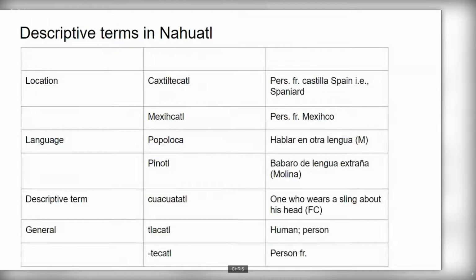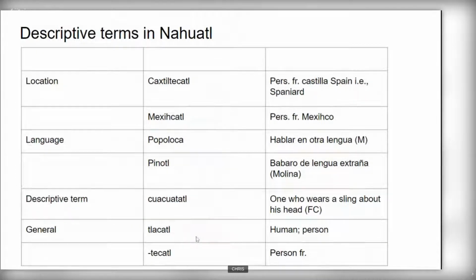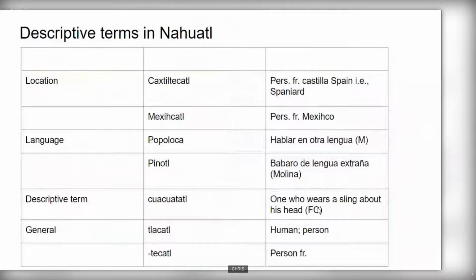So here are some examples of how people were described in Nahuatl. So the first example here is location. This is the most common way. A person is from whatever area they're from. This would be equivalent to saying a Californian, a person from California, Mexican or Mexicano, a person from Mexico, etc.